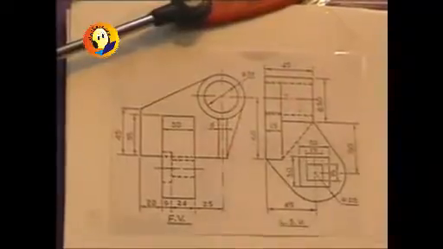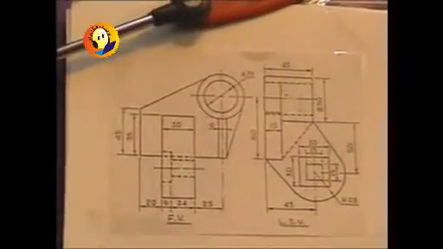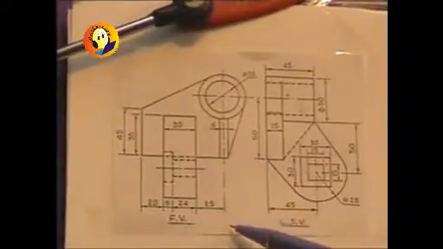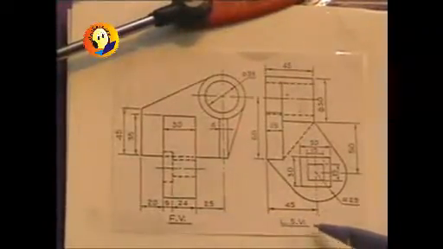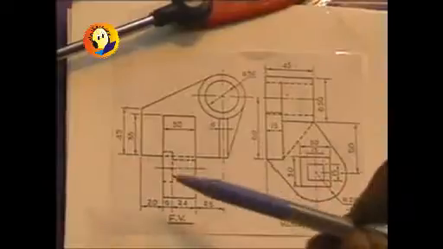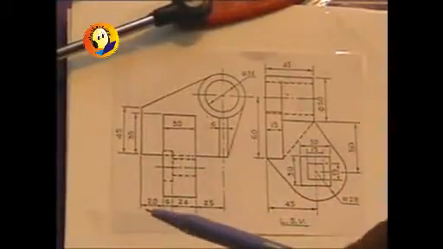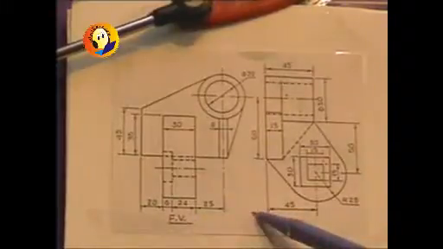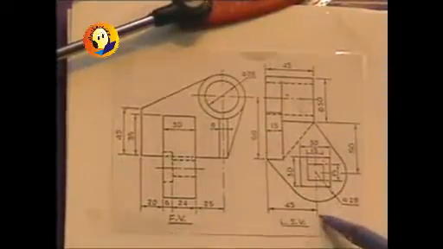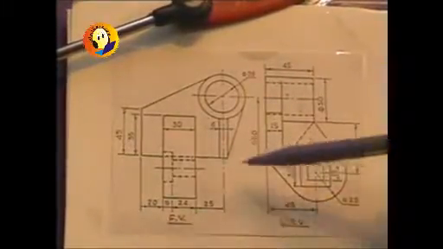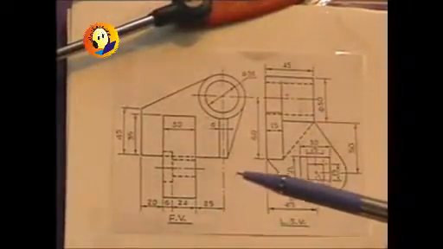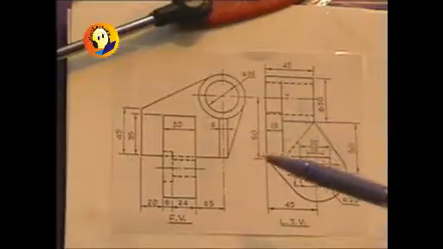Let us start with the next problem of isometric, in which we are given the front view as well as the left hand side view. Observe that we are given the dimensions in the front view, which we call the width, and in the side view, which is the depth, and also the heights are given.